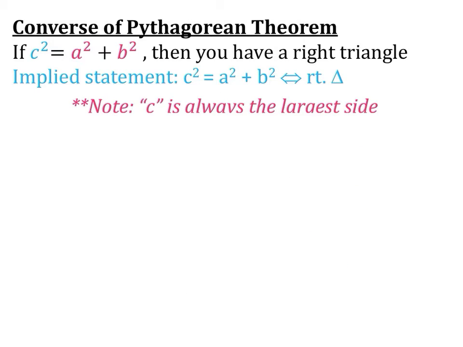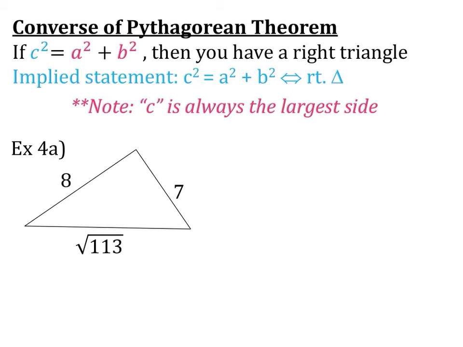All right, next we have the converse of the Pythagorean theorem. And remember, converse is switch the hypothesis and conclusion. So now we're saying that if c squared equals a squared plus b squared, then you have a right triangle, shortened down to our implied statement. Please make a note: c is always the largest side. All right, let's take a look at the example for part A.